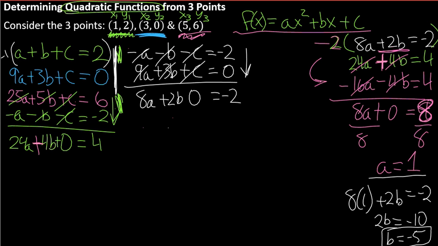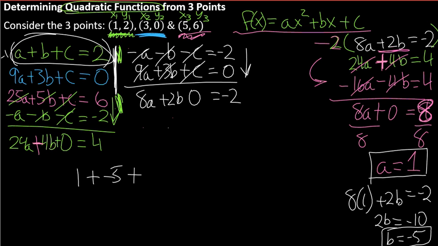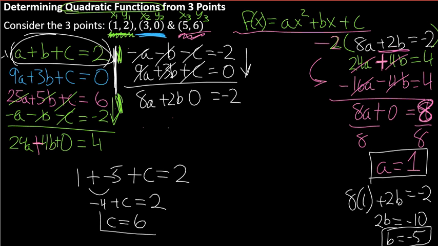Almost done. Now I'm going to substitute a and b back into this guy here, the simplest one. So 1 plus negative 5 plus c that I don't know yet equals 2. 1 plus negative 5, that gives me negative 4. Add 4 to both sides, c equals 6.